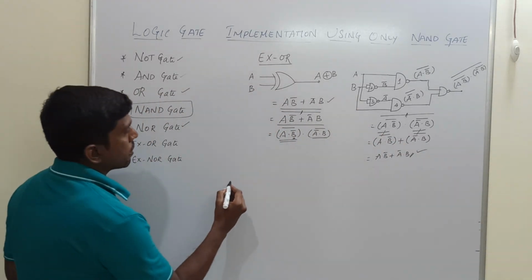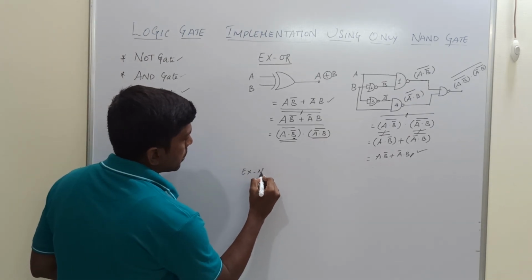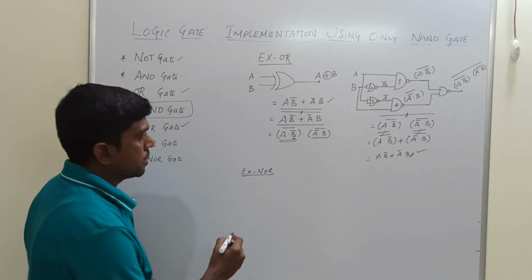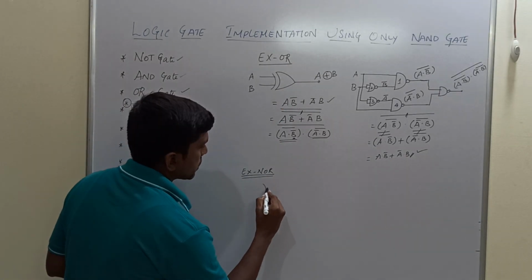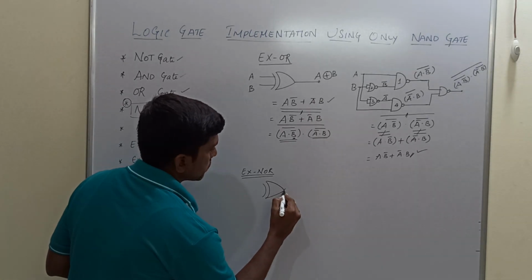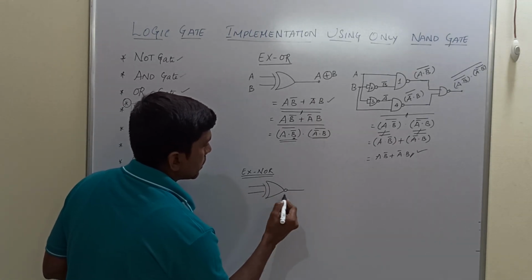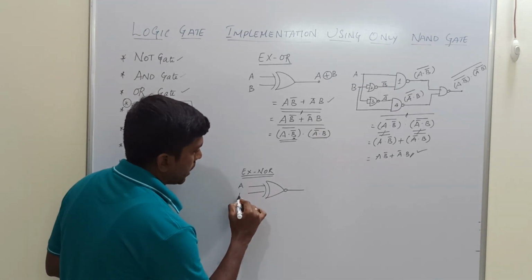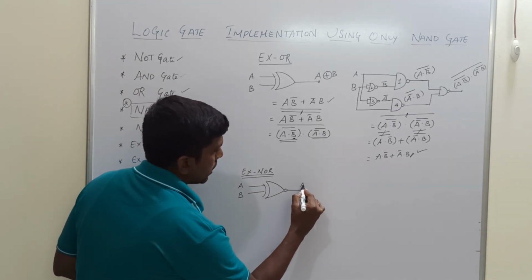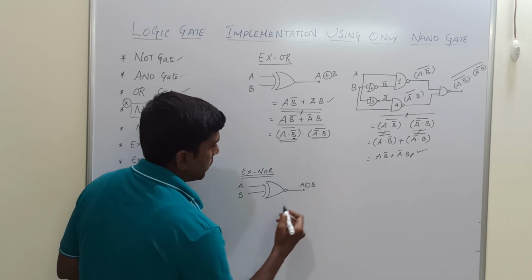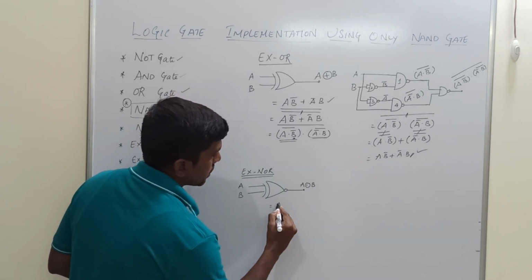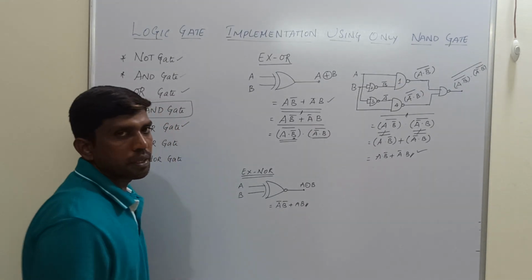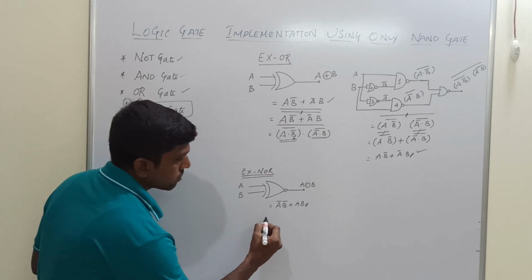Then come to the XNOR gate. XNOR gate means just take the complement of the XOR gate. So it's the symbol. I only add the bubble symbol to this XOR gate. So input is A and B. Output is A XNOR B. The abbreviated expression is A bar B bar plus AB. So it's the abbreviated expression for the XNOR gate.